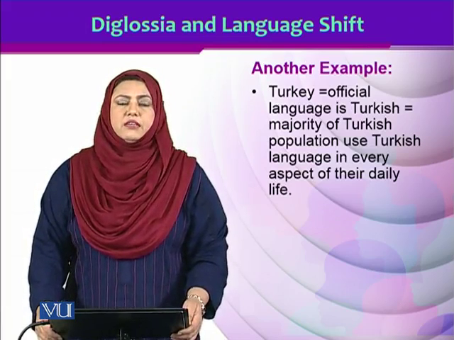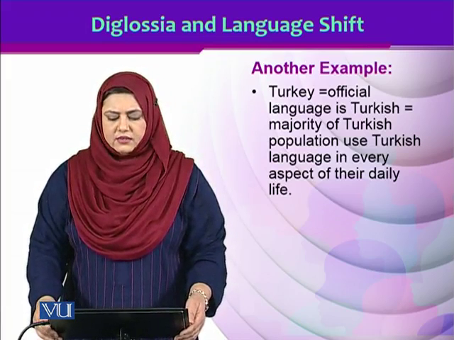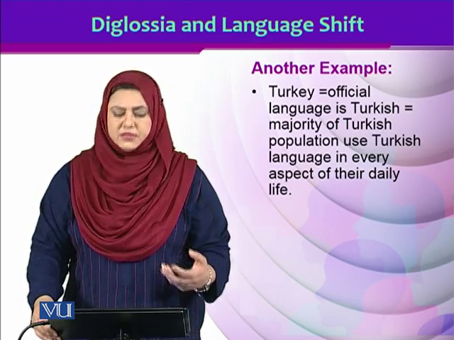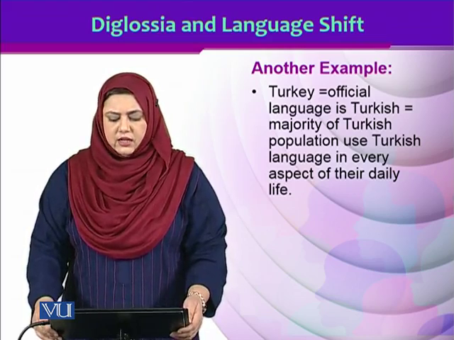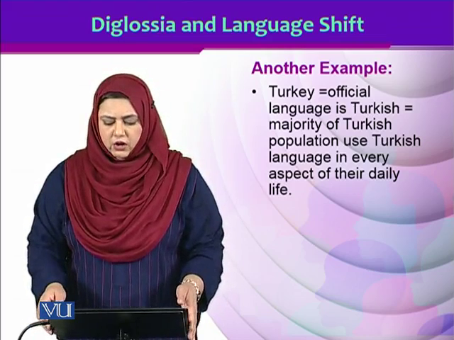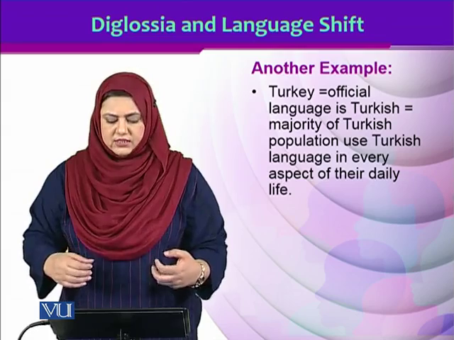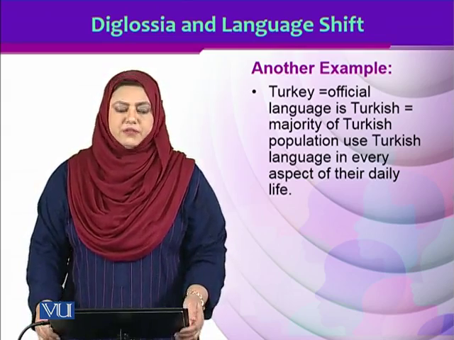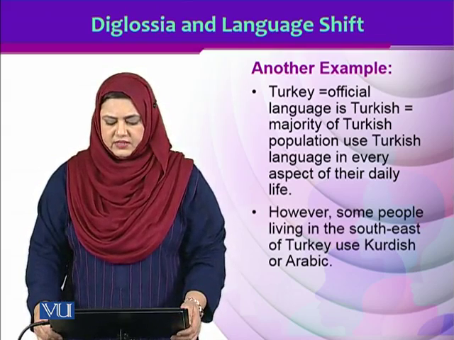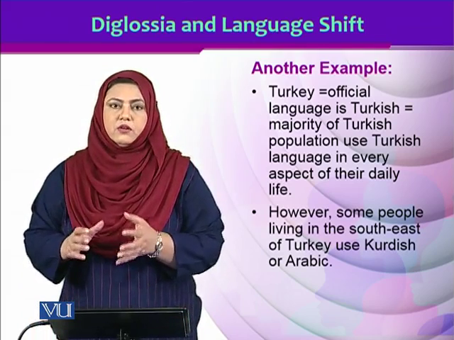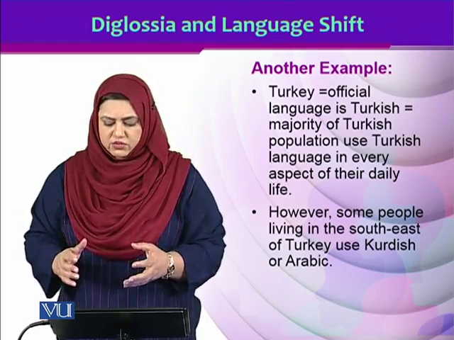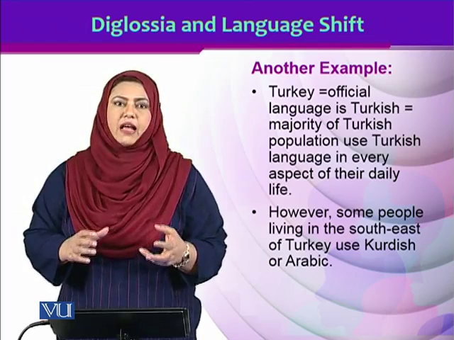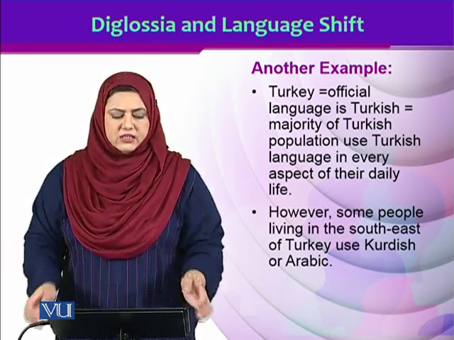Another example is Turkey, where the official language is Turkish, and it is used for all the formal purposes of government, business, and official uses. A majority of the Turkish population, however, uses a low variety of the Turkish language in everyday language use. Some people also use the Kurdish variety, or they use an Arabic variety of language in their local speech communities.